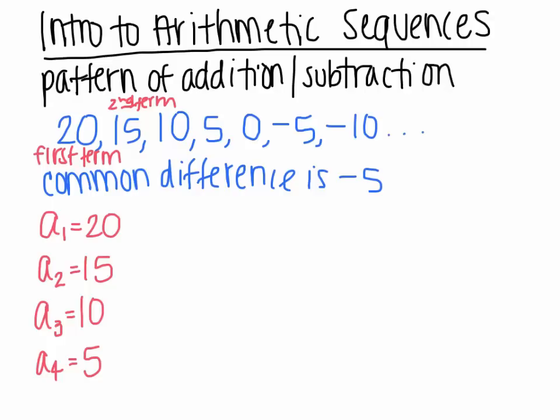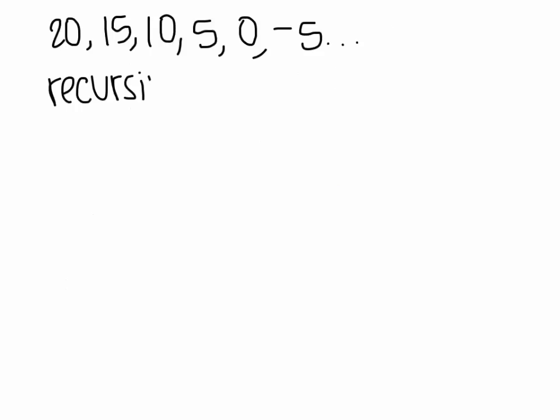What we're going to do is write some rules to represent this pattern. The first rule we're going to do is what we call the recursive rule. The recursive rule is a rule that bases a term in the sequence on the term that comes before it. So for example, if I said find the fifth term, you would have to know the fourth term. If I said find the 12th term, you would have to know the 11th term. This is how that gets written.